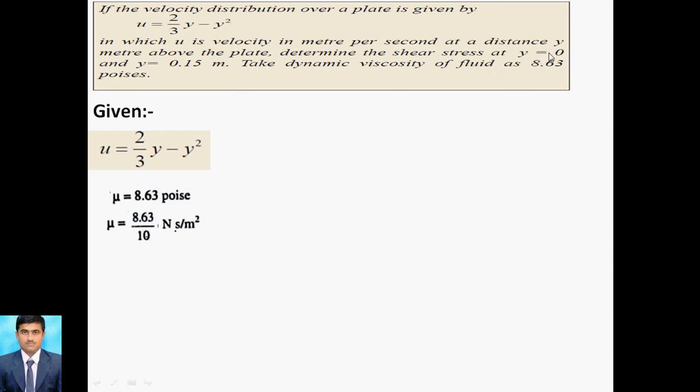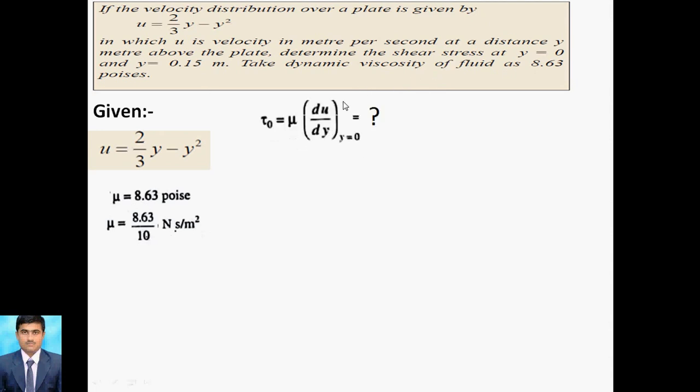So here we can calculate shear stress for y = 0 and y = 0.15. So we can write tau at y = 0, tau at y = 0.15. And here take the dynamic viscosity of the fluid. Dynamic viscosity means mu, that is 8.63 poise. For conversion to SI units, you divide by 10. So here mu is equal to 8.63/10 Newton second per meter square.